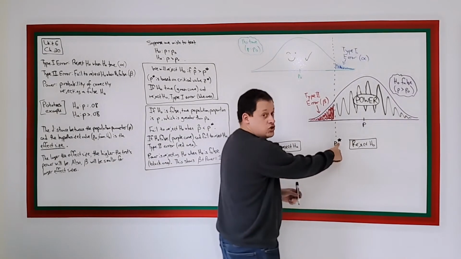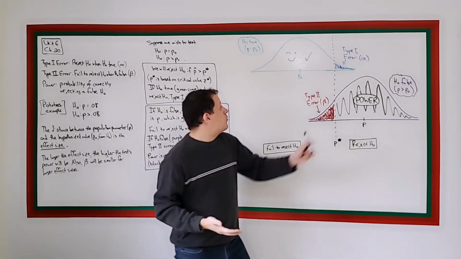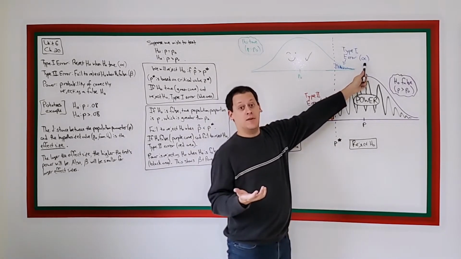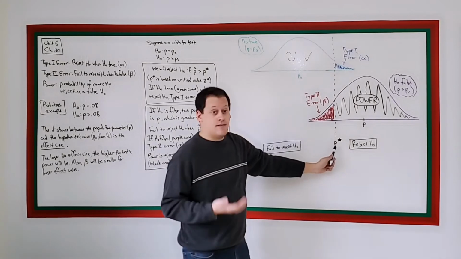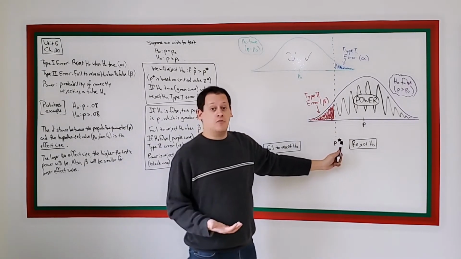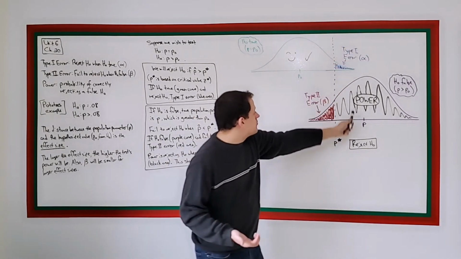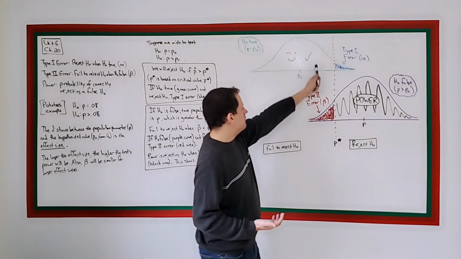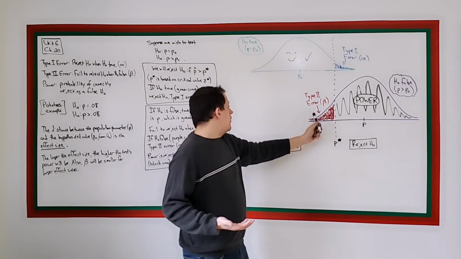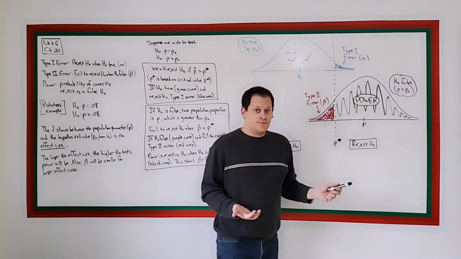And this line is usually determined based on the value you set for alpha at the beginning of the test. If you want alpha to be 0.05, you're putting this line here. If you want alpha to be 0.01, you're putting the line further to the right. And alpha of 0.1, you're putting it further to the left. That will also affect beta and power.